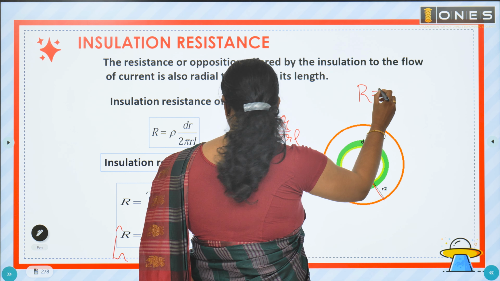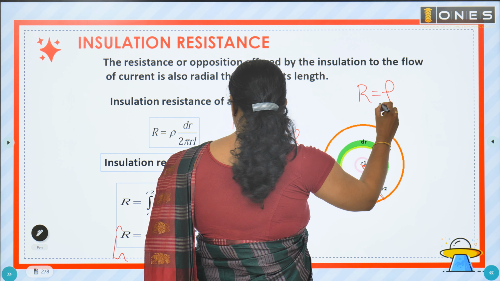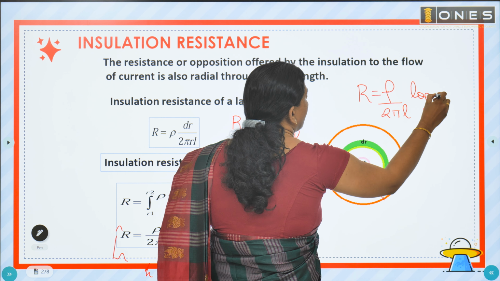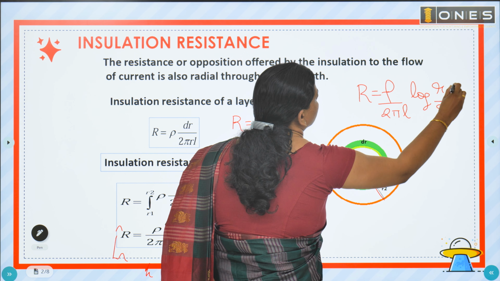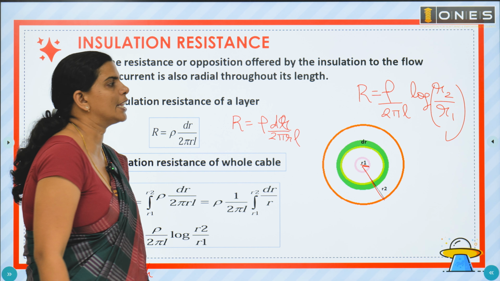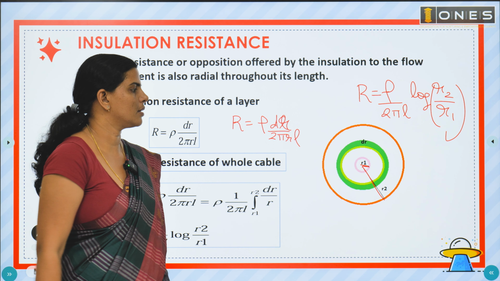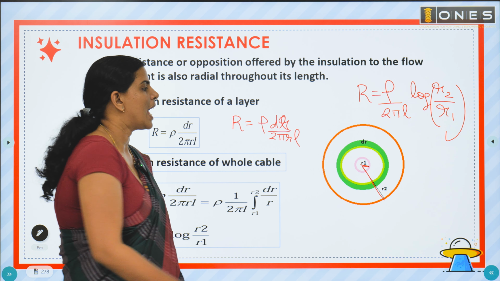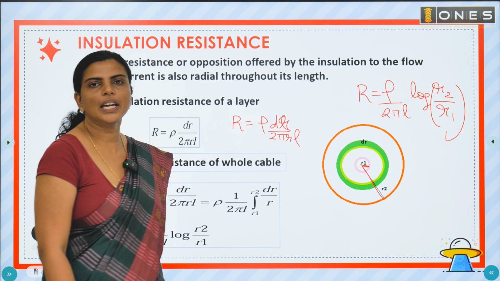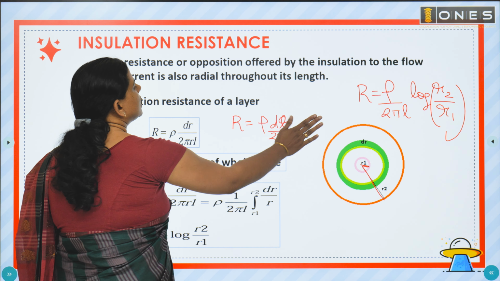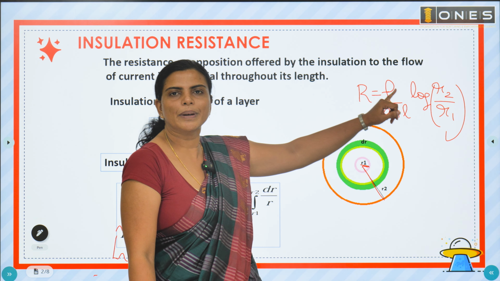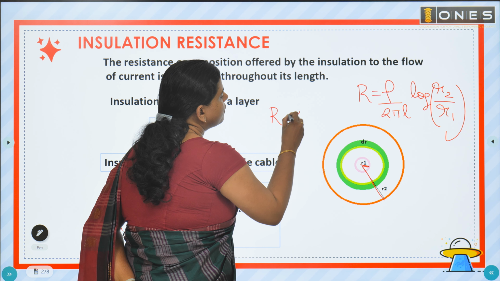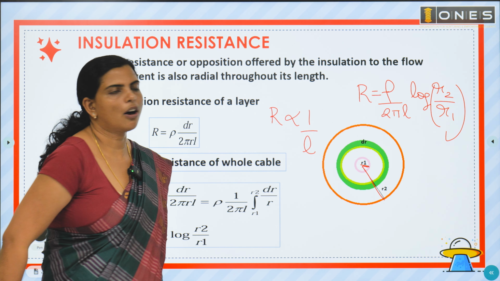to rho divided by 2 pi L log R2 by R1, where rho is the resistivity, L is the length of the cable, R2 is the radius to the outermost layer of the cable and R1 is the radius of the conductor. So what do we understand from this? Rho is a constant for a material, but insulation resistance is inversely proportional to the length of the cable.